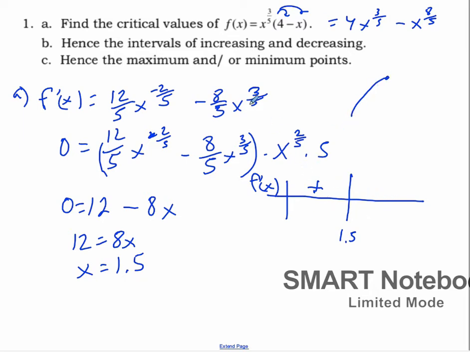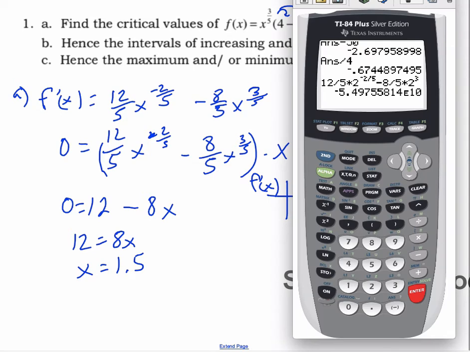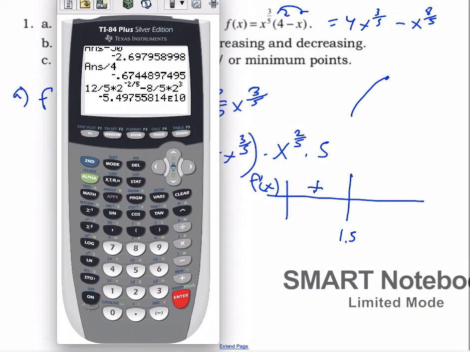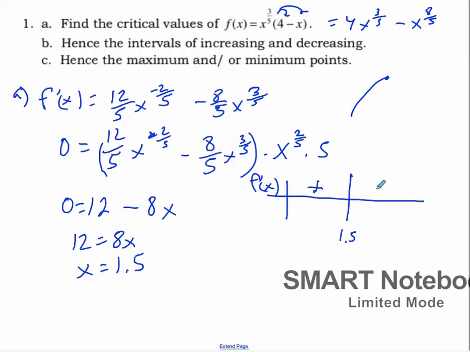And over here, I plug in maybe 2. If you plug in 2, I guess we'll probably have to use a calculator for that one. So if I type it into the calculator, I get a negative number, so it is actually decreasing right here. So it increases and then it decreases. That's a maximum right there. It's going to be a global maximum, because it's the only place where it changes from increasing to decreasing.